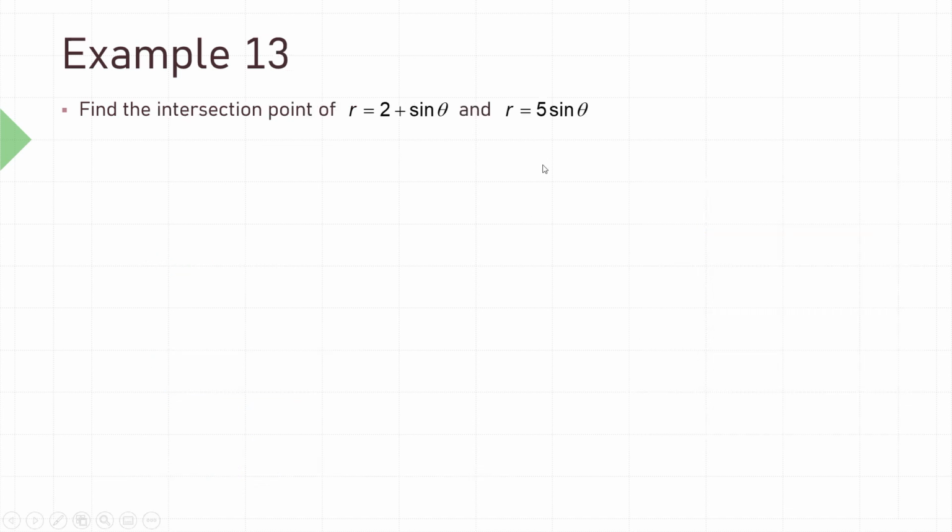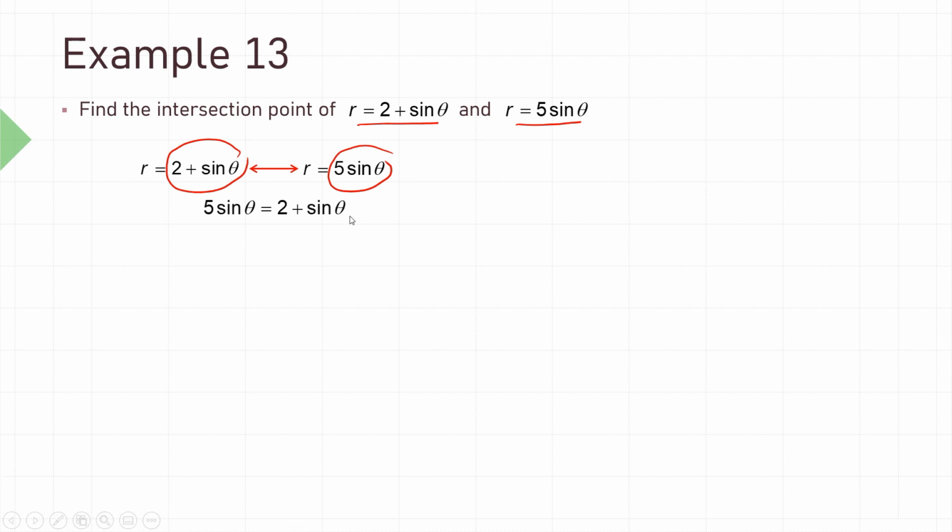Now, last one. We have to find the intersection point between these two curves. So what do we need to do? Because they intersect, you equate this with this one. So you have 5 sine theta equal to 2 plus sine theta.